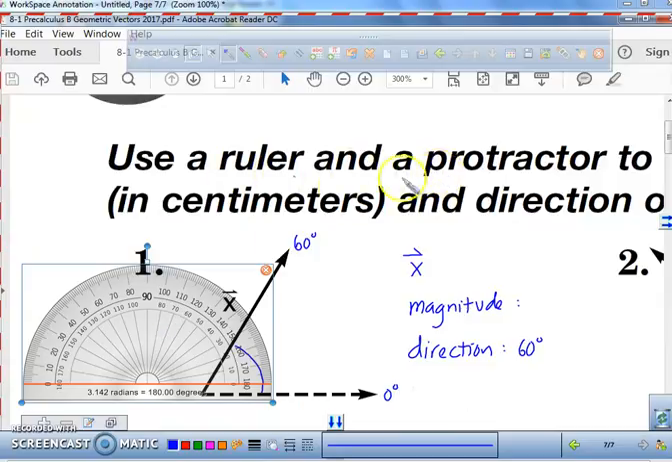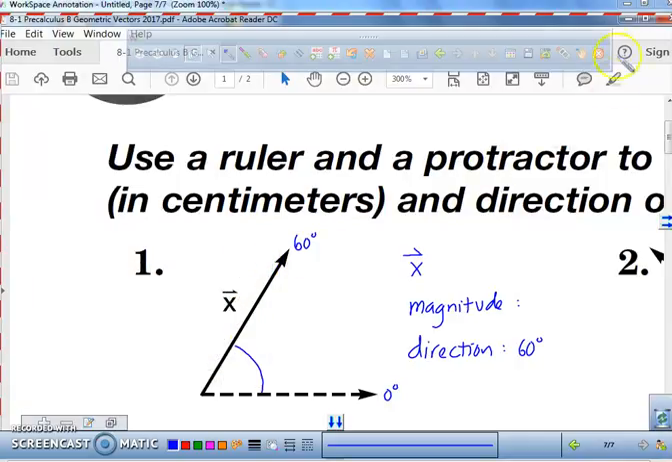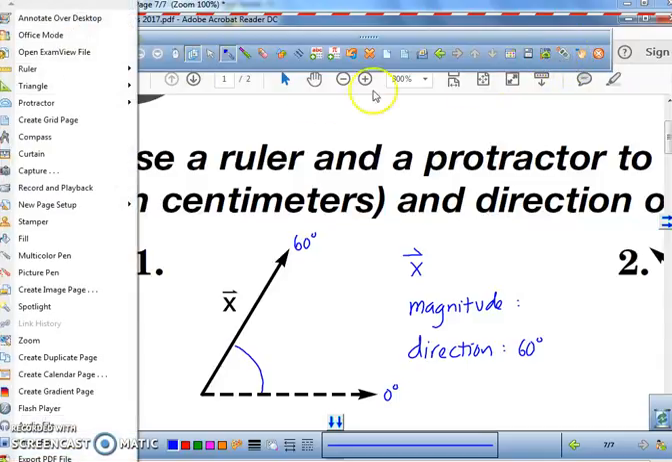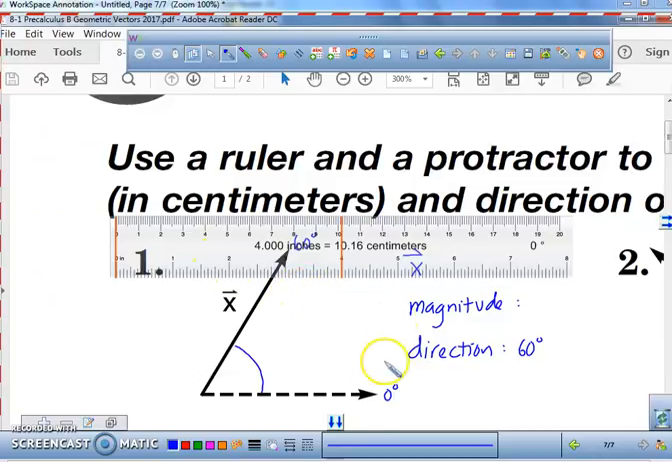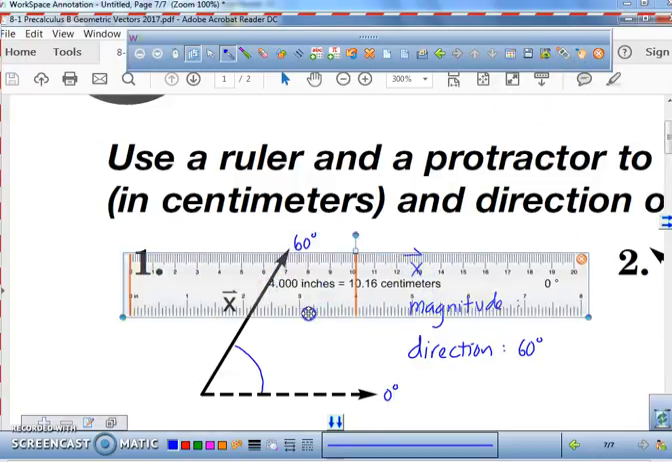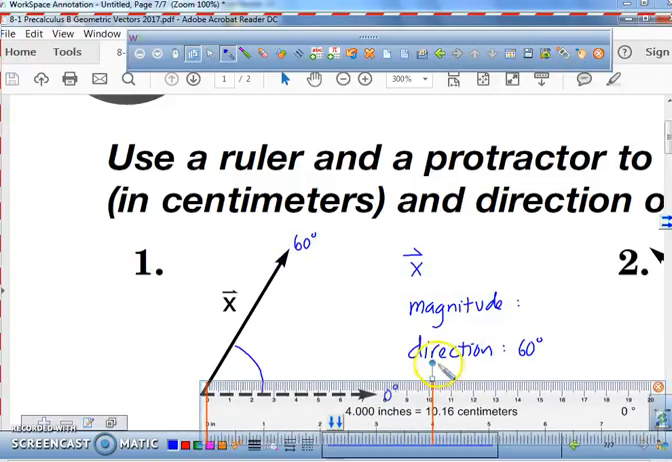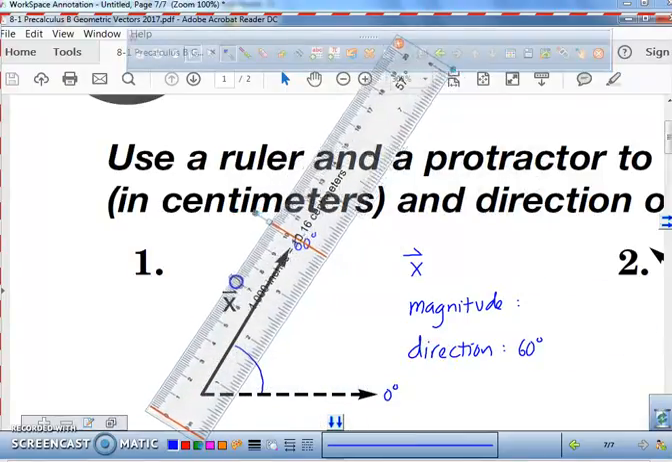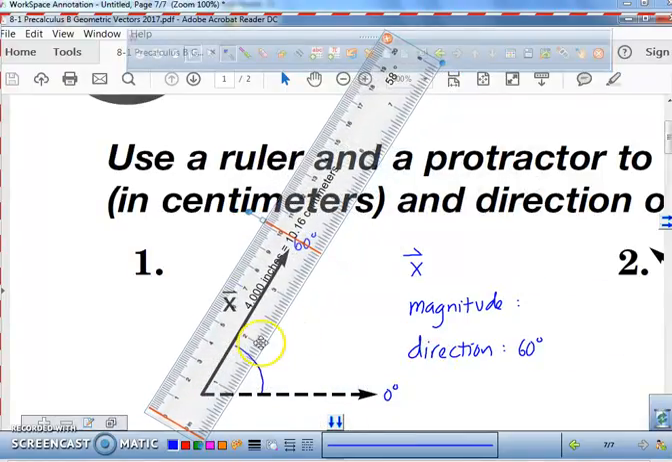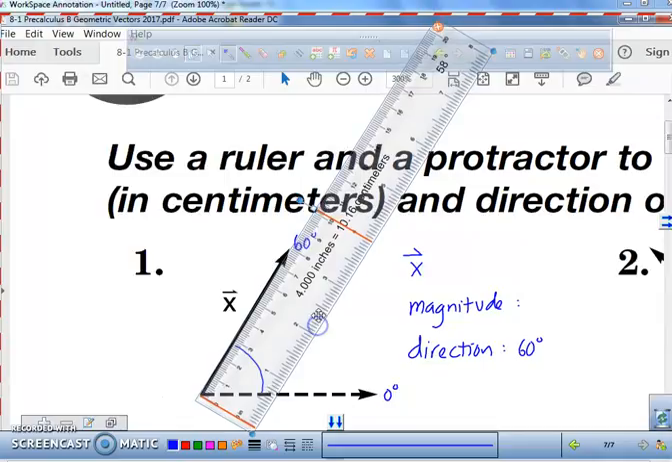Now, the magnitude is the length. It says use a ruler and a protractor. We just use the protractor, now use a ruler, and measure this in centimeters. Now, mine is going to be a lot longer simply because it's zoomed in. So if I use my ruler, there it is, and I measure it, mine's going to be a lot longer than what yours is. It looks like mine is all the way up to 8 centimeters.